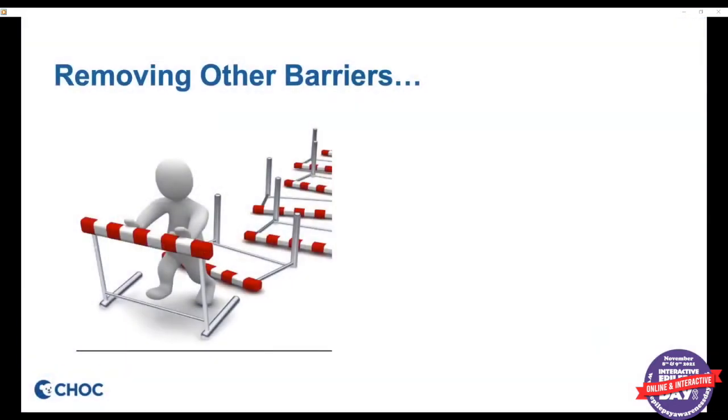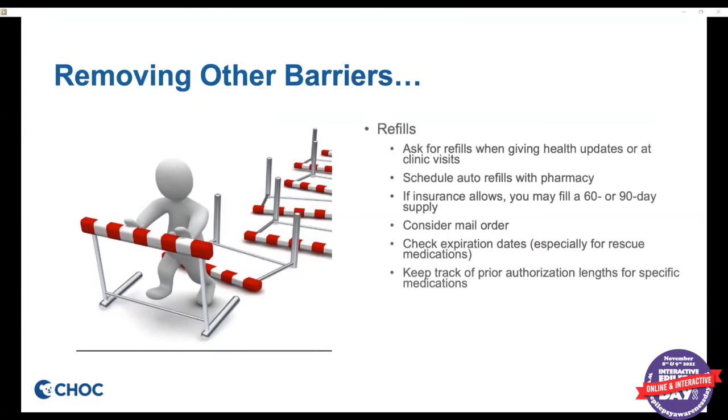Adherence is more likely when it is easy to do the right thing, so it is important to remove as many barriers as possible. Stay on top of refills as best you can. Ask for refills when getting health updates or during a clinic visit. Schedule auto refills if you're able to with your pharmacy. Some insurances may cover a 60 or 90-day supply, which decreases your chance of running out.